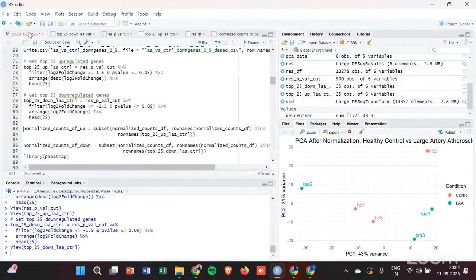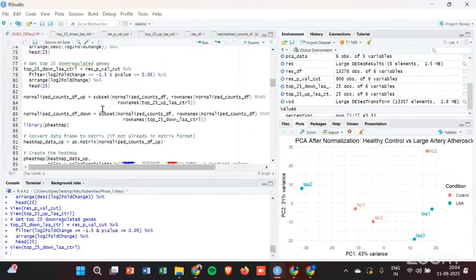Okay, now if you guys remember, I told you that we'll be using the normalized counts later. So we will be using the normalized counts here. At this point, our differential gene expression analysis is complete. After this, we will be learning about two very important types of visualizations that we do. The first is a heat map, and the second is a volcano plot.